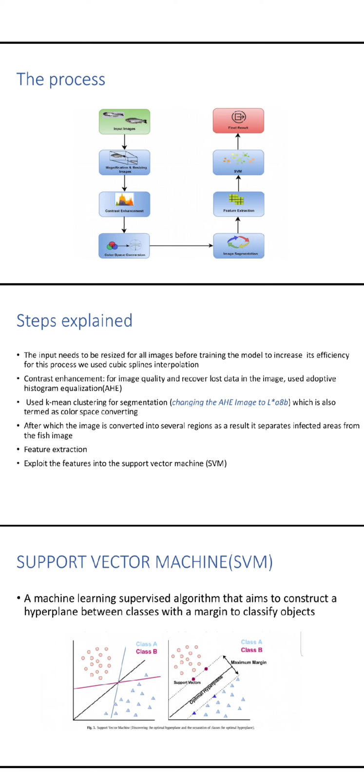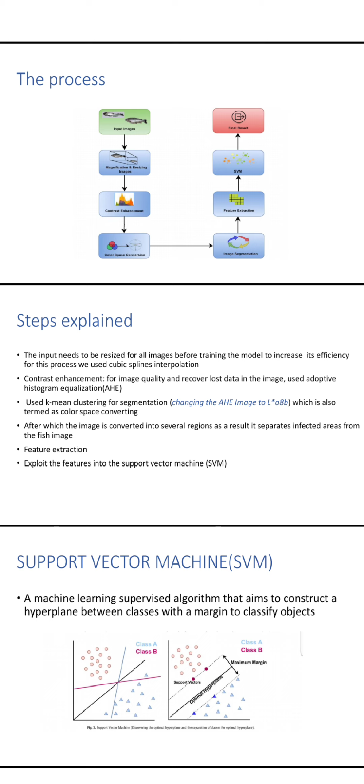So for segmentation, we used K-means clustering, and there we are changing the adaptive histogram equalized image from the image enhancement, and we are changing it to A and B, which is a term used for color space conversion. As you can see in our process, this is the color space conversion. So we used K-means clustering for that. Then after the segmentation, the image is converted into several regions. As a result, it separates the infected areas of the image from the fish image.